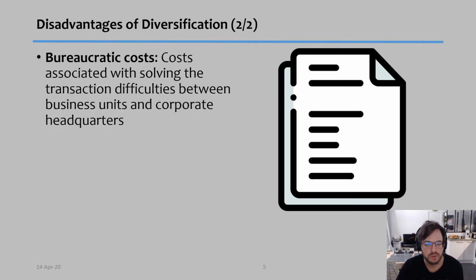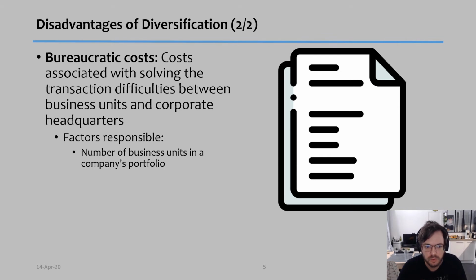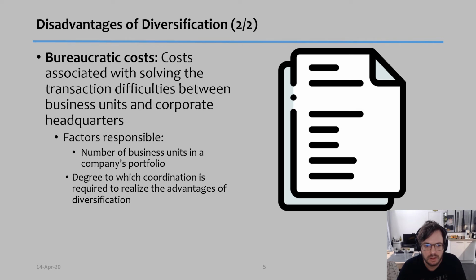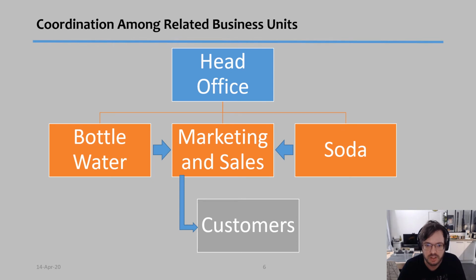Also, there are bureaucracy costs, because of the costs associated with solving transaction difficulties between business units and corporate headquarters. There's going to be much more paperwork, and because not all businesses, let's say, speak the same language, obviously you're going to need much more administrative staff and much more money that will be spent on bureaucracy, like I mentioned. On this bureaucracy cost, there are a couple of factors responsible for that: the number of business units in the company portfolio, and the degree to which coordination is required to realize the advantages of this diversification as well.